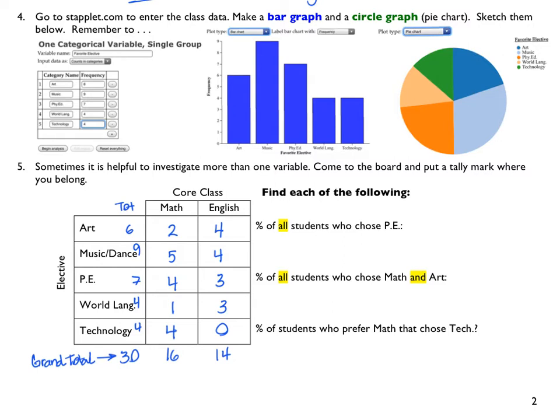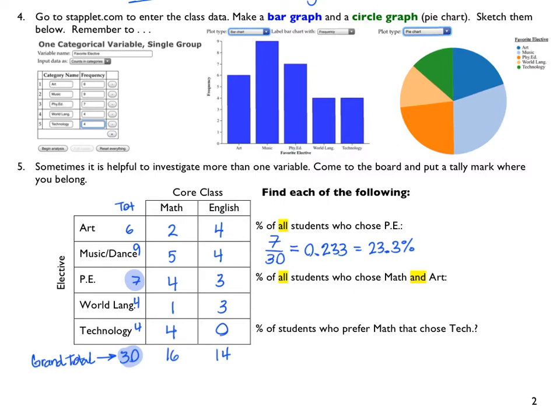Now, let's take a look at the percent of all students who chose PE. What we're going to be doing is taking a look at the PE preference and dividing that by the grand total. So that's going to give us 7 out of 30. We can show this number as a fraction, as a percent, or as a decimal. Next, we're going to find the percent of all students who chose math and art.